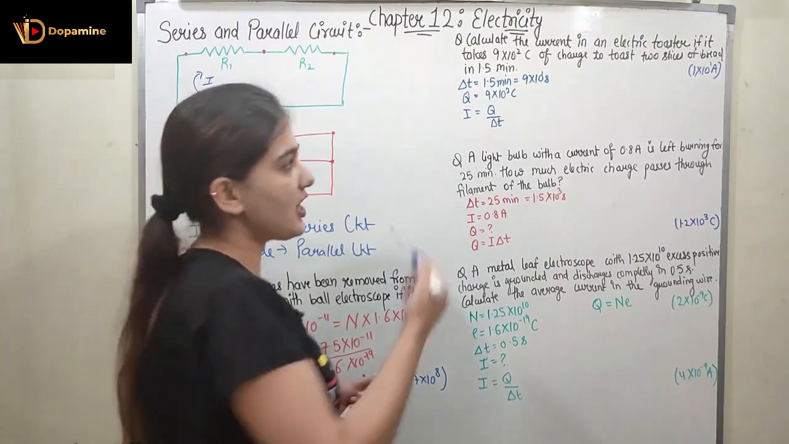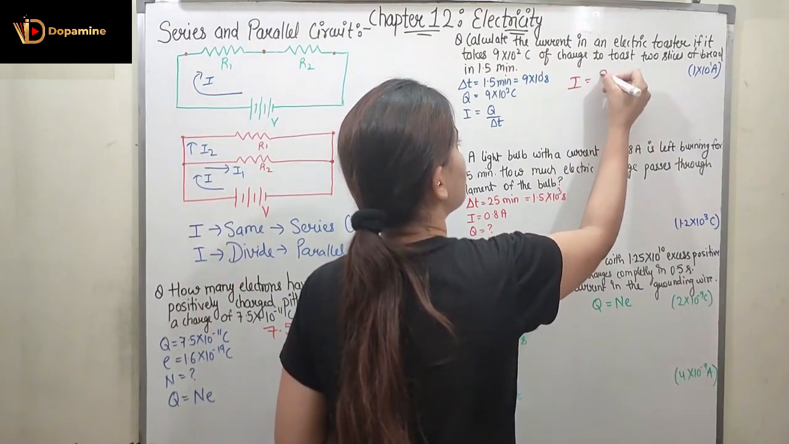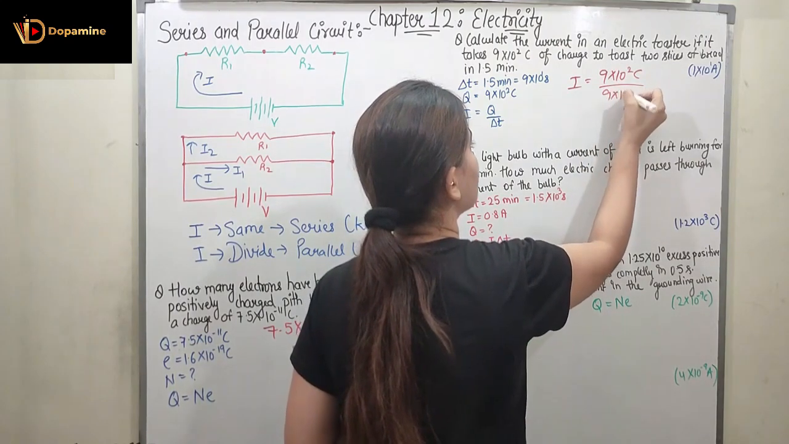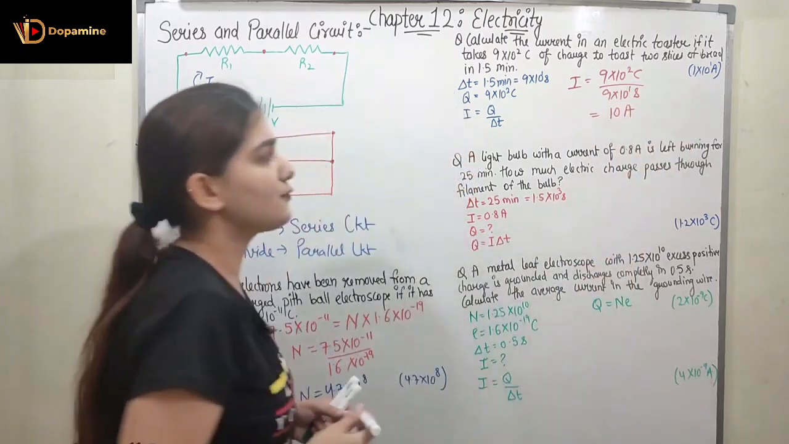I know current is charge per unit time. So I can represent the current as the charge, 9 × 10^2 coulomb, upon time, which is 9 × 10^1 second. So it will be equal to 10 ampere. This would be my current.